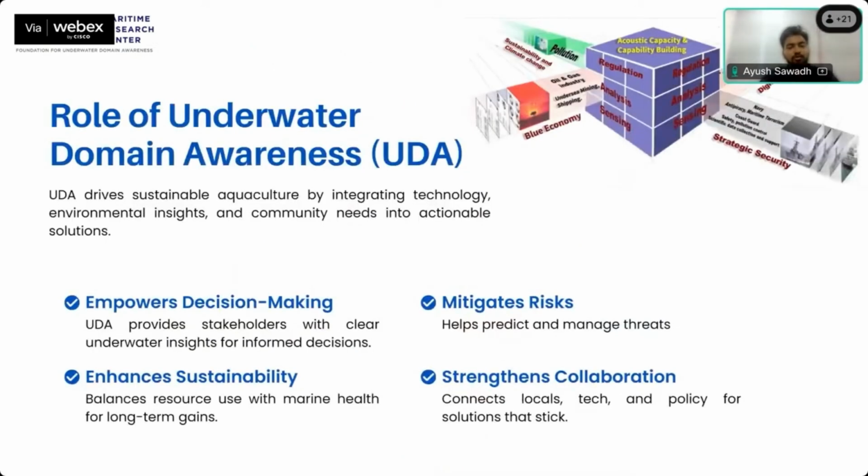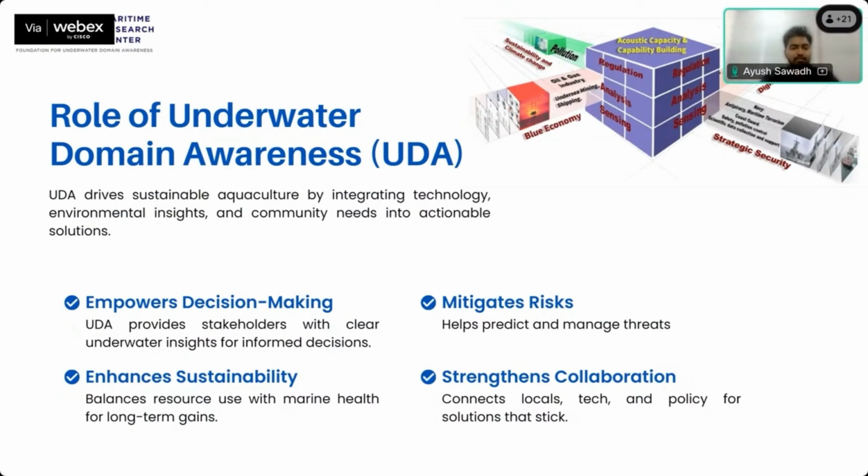Now, this brings us to the role of underwater domain awareness, which ties our work together. UDA drives sustainable aquaculture by integrating technology, environmental insights, and community needs into actionable solutions. It's about understanding the underwater world to make better choices for both people and planet. So first, UDA empowers decision making with clear underwater insights. In Veraval, our research fellow Shlok showed farmers how the APY tool uses UDA to monitor conditions and predict yields, helping them decide when to plant or harvest.